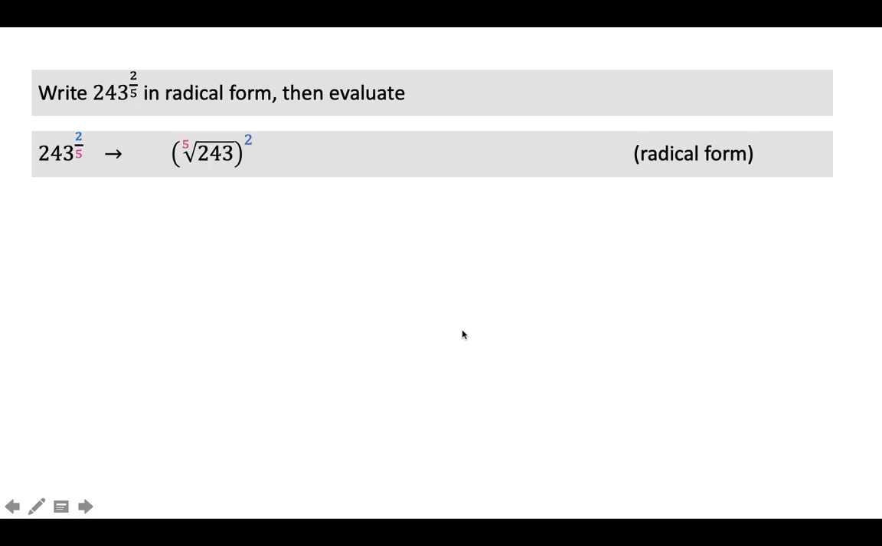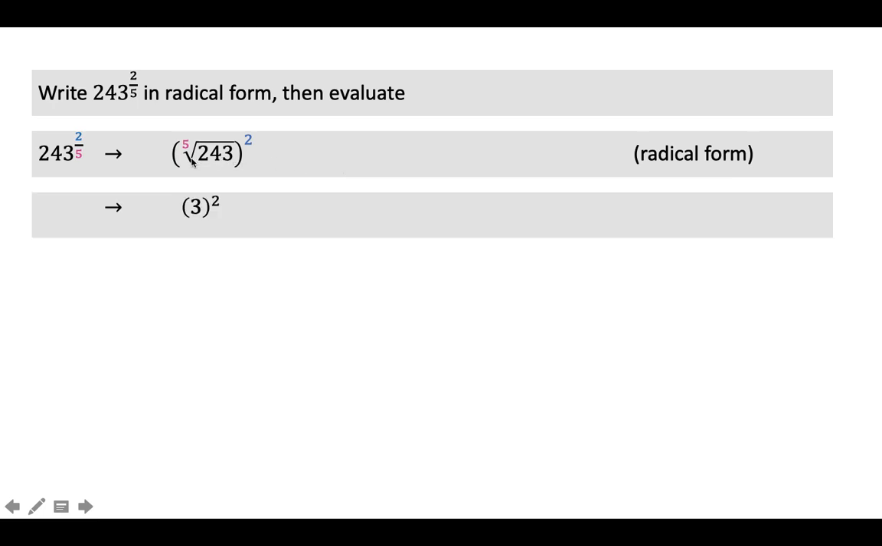I'm looking for the fifth root of 243 squared. Notice that the denominator becomes my index of the root. The numerator becomes the exponent of my radical. So what number multiplied by itself 5 times gives me 243?